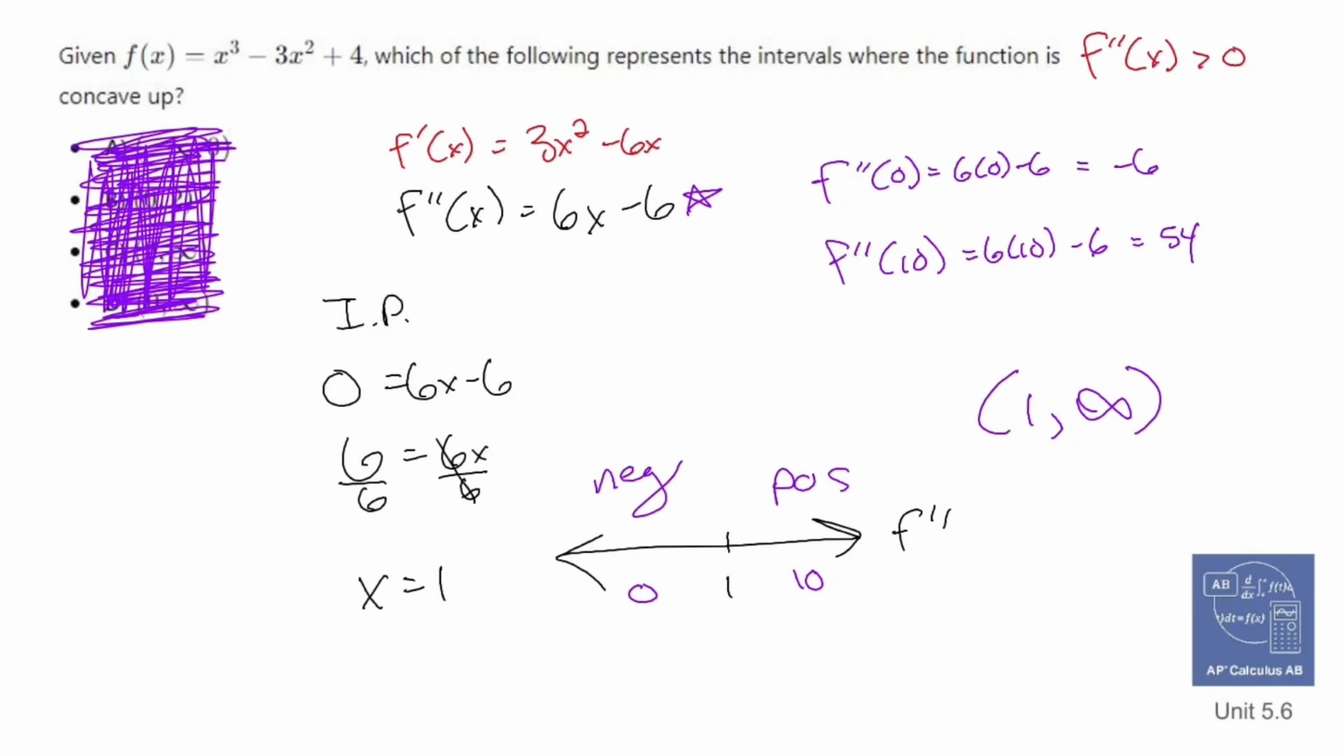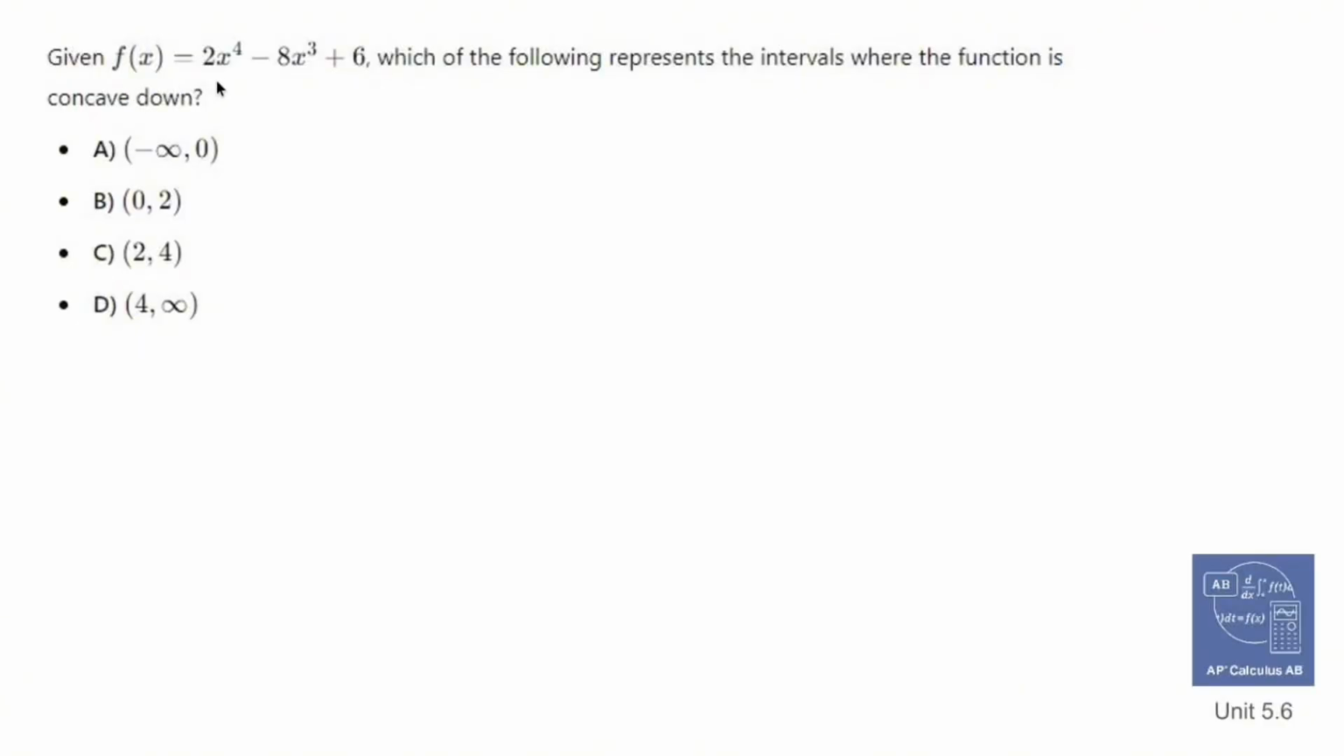Given f of x equals 2x to the fourth minus 8x cubed plus 6, which of the following represents the intervals where the function is concave down? Well, in order to find out where something is concave down, you take the second derivative and find out where the second derivative is negative. In order to find the second derivative, we need to find the first derivative, which involves power rule, power rule, power rule. So you get 8x to the third minus 24x squared plus nothing.